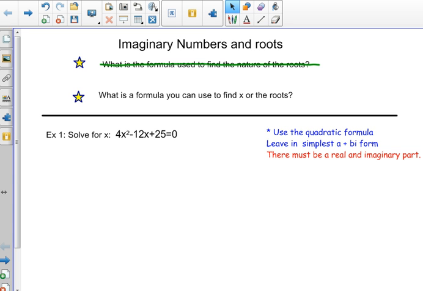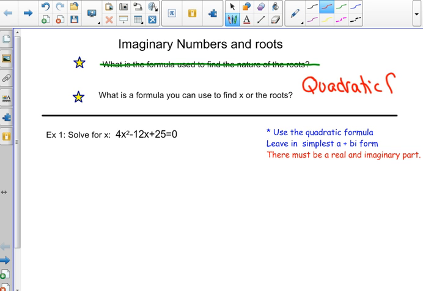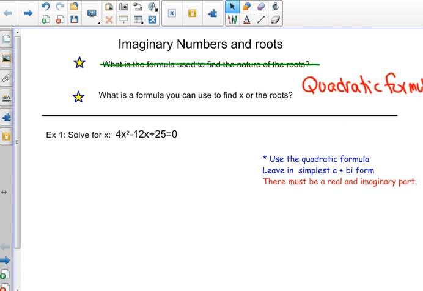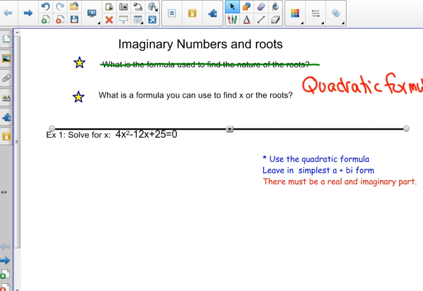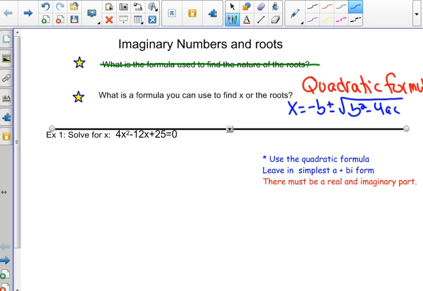It's kind of like a little song. Quadratic formula, good job. Super. So if you guys can't remember your quadratic formula, think about your little song that we did earlier. X equals negative b plus or minus the square root of b squared minus 4ac all over 2a.